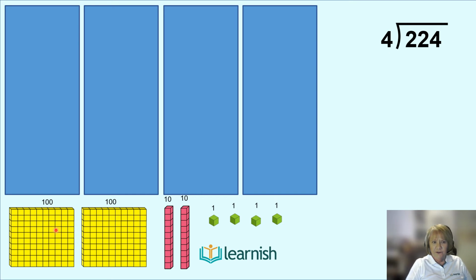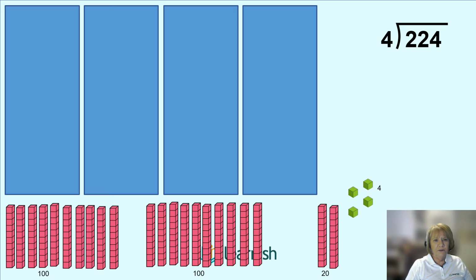But I have a problem. I can't divide these 100 flats into 4 sections because I only have 2 of them. So I'm going to trade those in, each of them, for 10 base 10s. I exchanged my two 100 flats for 2 sets of 10 base 10s. So I have 20 base 10s, which represents the 200, and then I have 2 more base 10s, which represent my 20, and then I have 4 units for my 4 ones. Now I'm going to divide the base 10s into 4 equal groups.